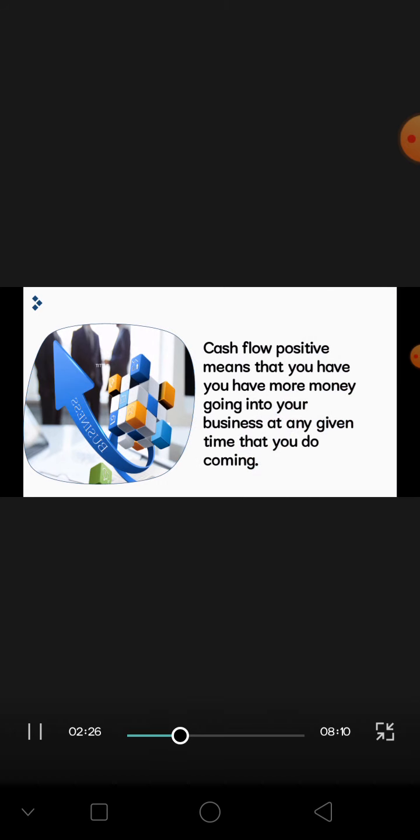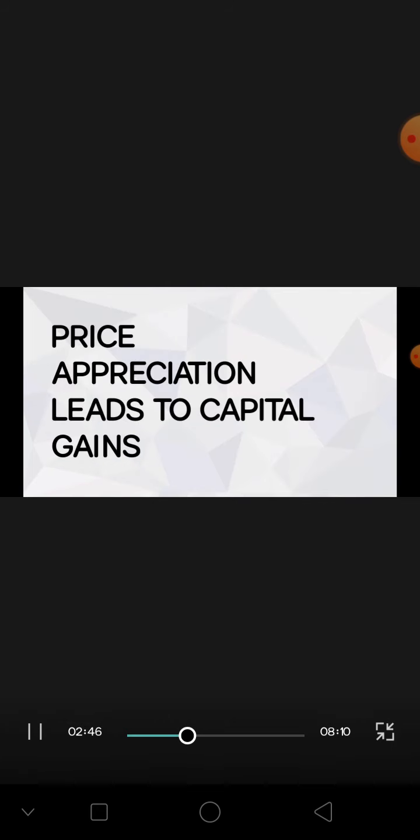Passive cash flow means that you have more money coming in than going out at any given time. The price appreciation leads to capital gains.